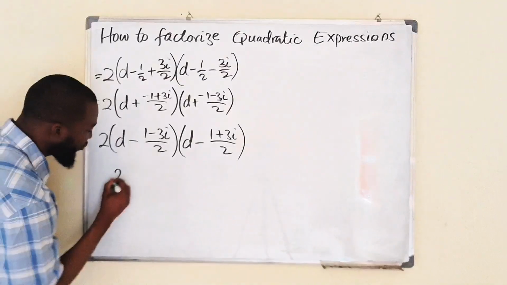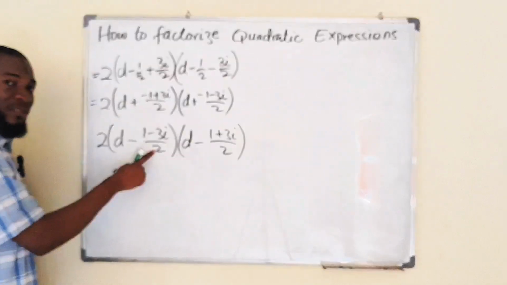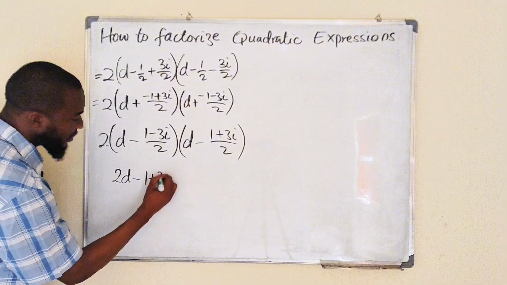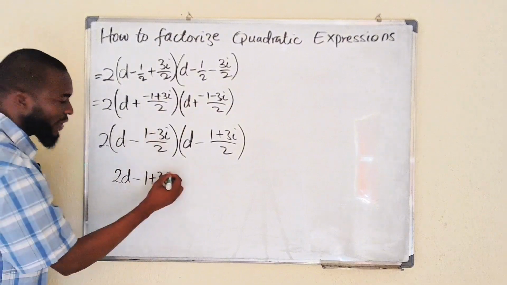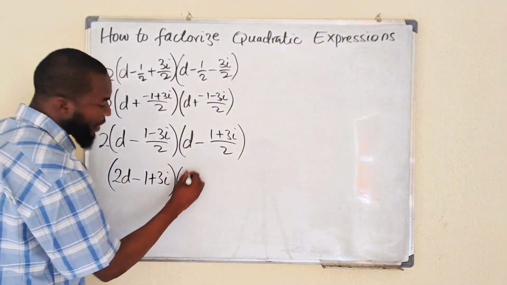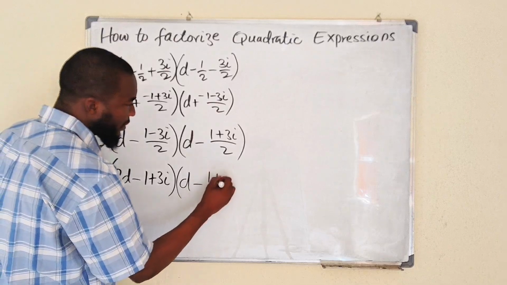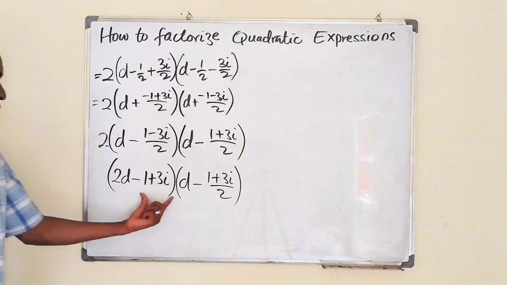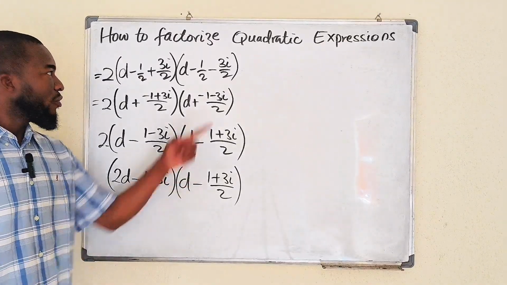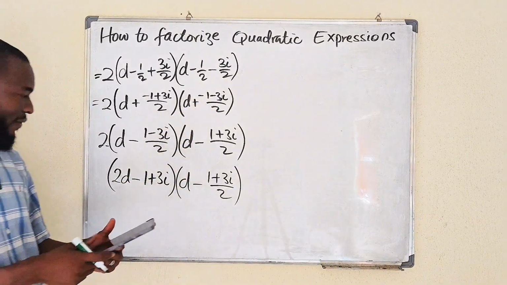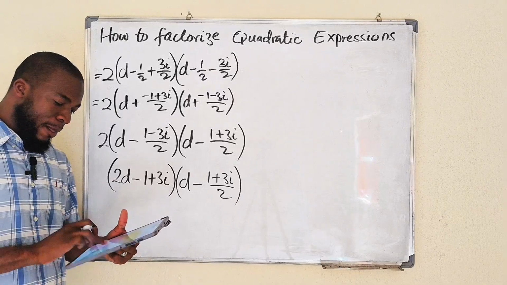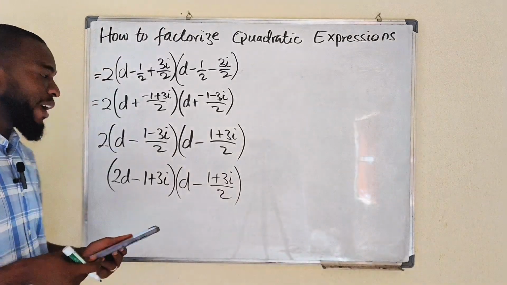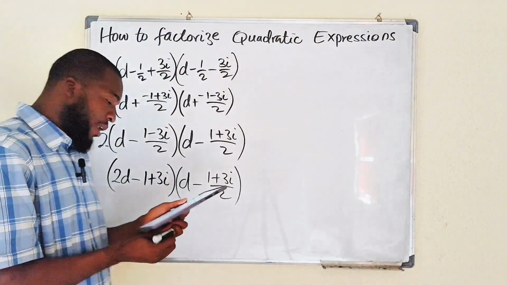If we do that, we have 2d minus, it will cancel this 2, will cancel this 2. We only have minus 1 plus 3i because the minus will affect the 2 times. Multiplied by d minus 1 plus 3i divided by 2. If you want to confirm, you can take this and multiply them together. You're going to get that expression. That is 2d squared minus 2d plus 5. All right, let us move to the next one.